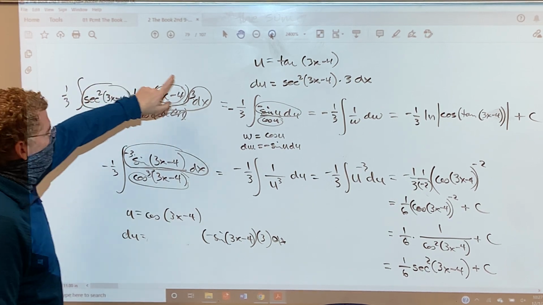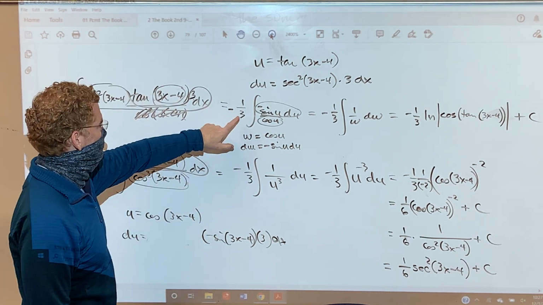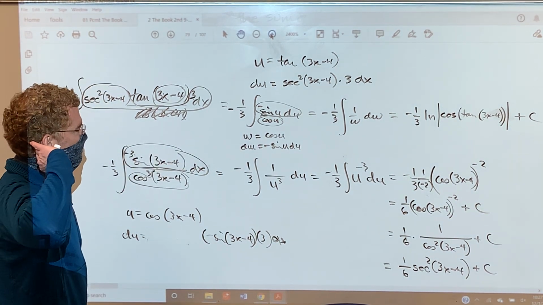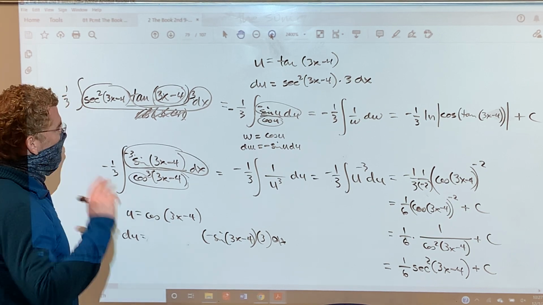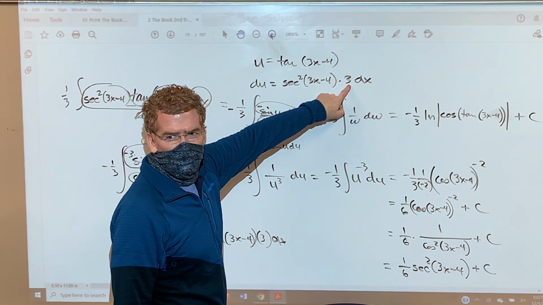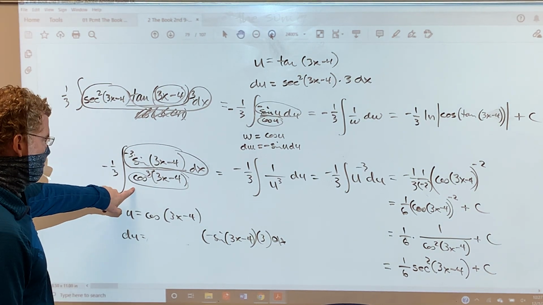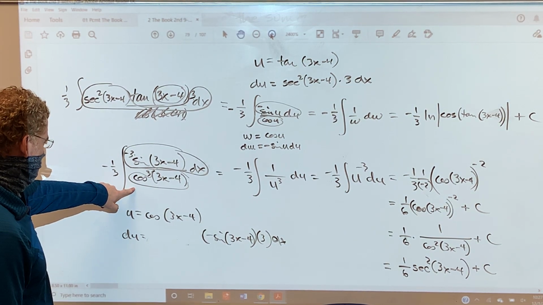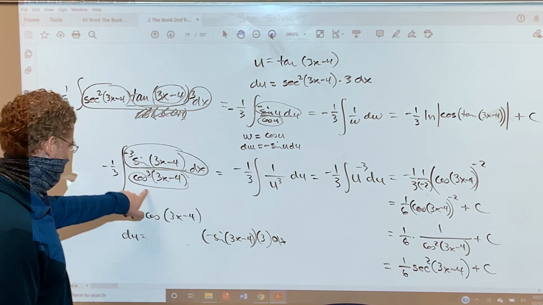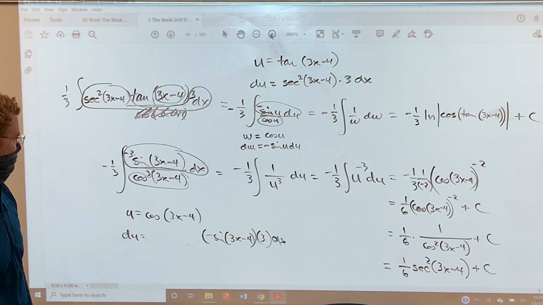If tangent is u, so the derivative is secant squared. Tangent u. Where did the times 3 come from? On the du up there. Derivative of that secant squared block d block. Oh, yeah, inside, yep. Okay. But I don't know. U is cosine. Du is. I don't know. I feel the same.